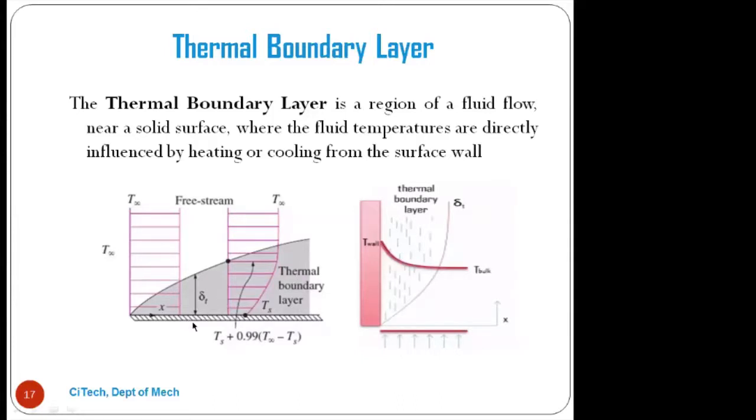Understand? Here this delta T is called the thermal boundary layer thickness. Here the thermal boundary layer thickness goes on increasing. Here the T_s is called the surface temperature. Understand? Okay, surface temperature. So this is the concept of the thermal boundary layer.